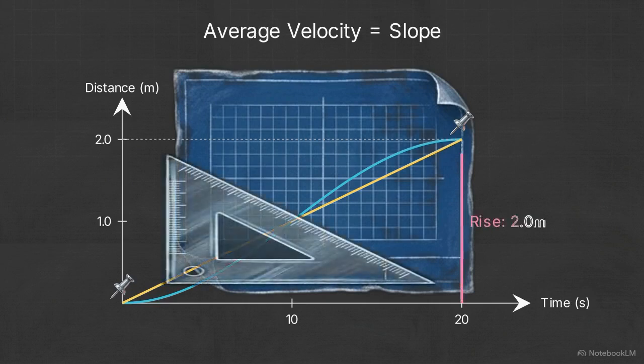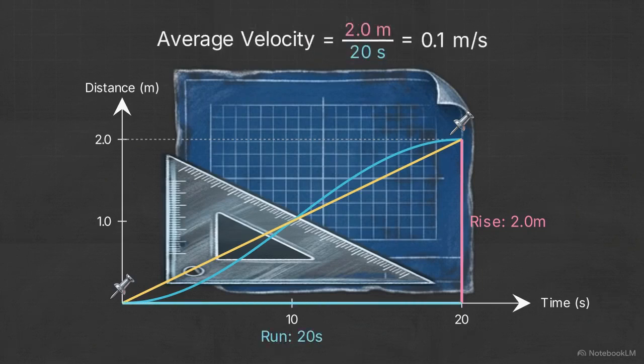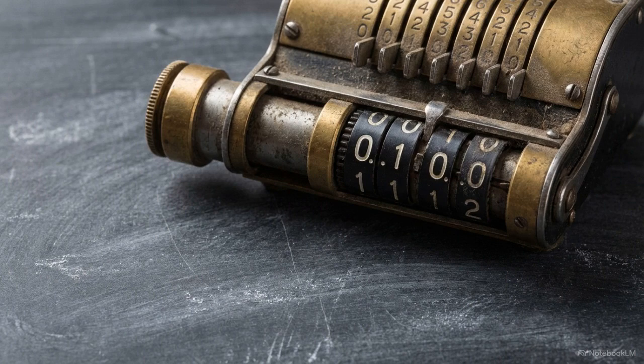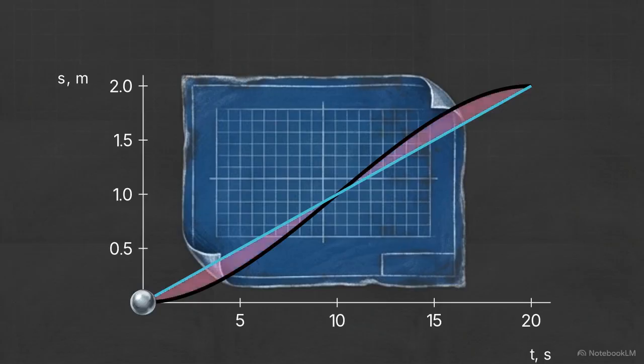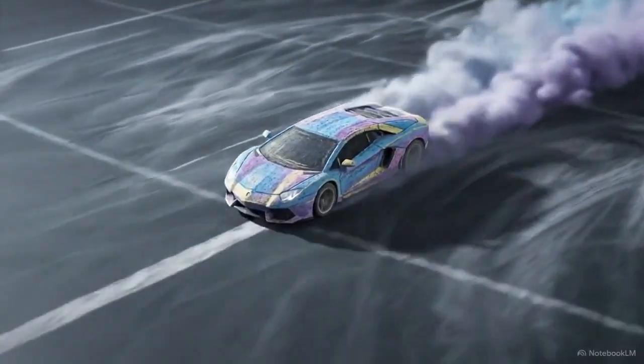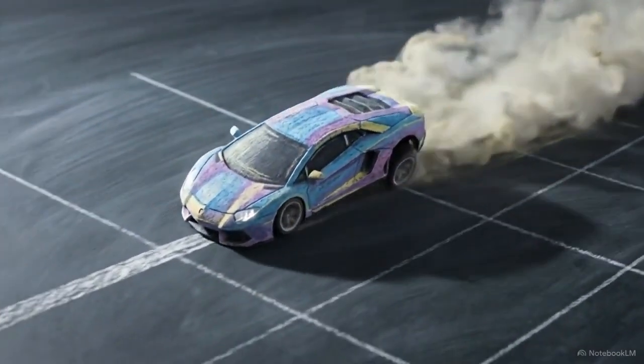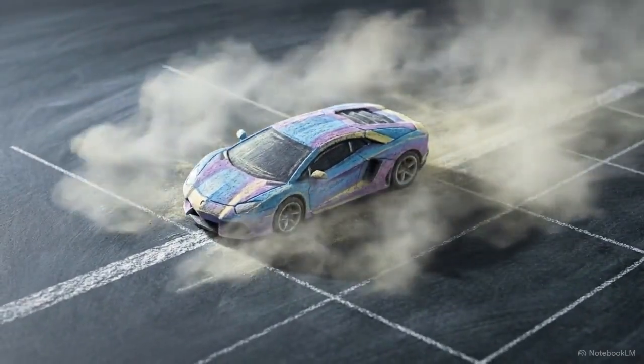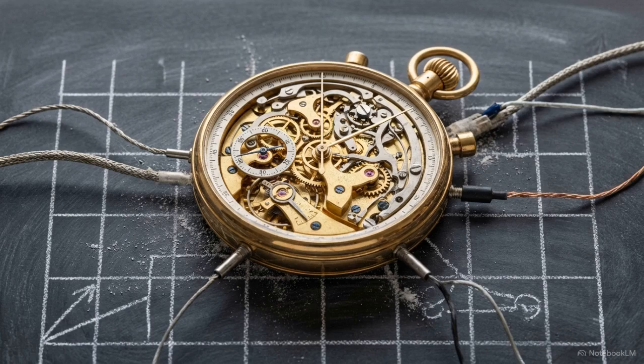We calculate it by taking the total change in distance, our rise, and dividing it by the total change in time, our run. Dividing 2 meters by 20 seconds gives us exactly 0.1 meters per second. Notice how this secant line cuts right through the S-curve. Average velocity only accounts for where you start and where you finish, ignoring all the speeding up and slowing down that happens in between. Part B asks for the maximum velocity.